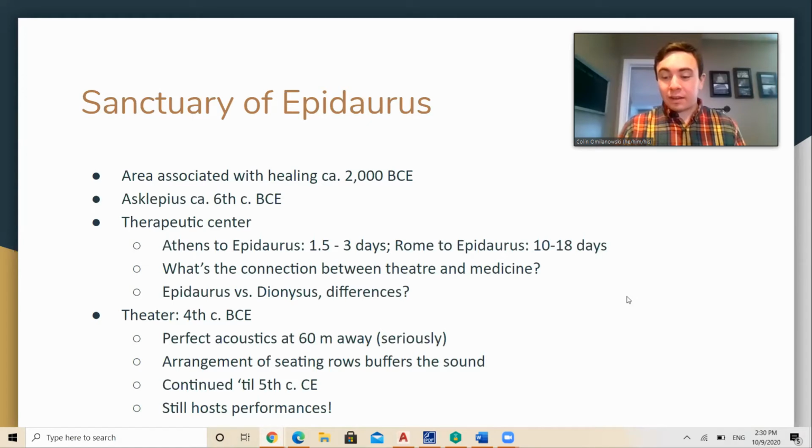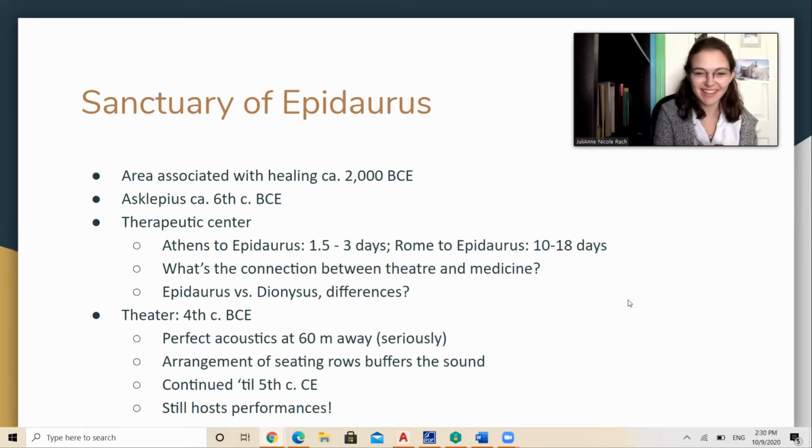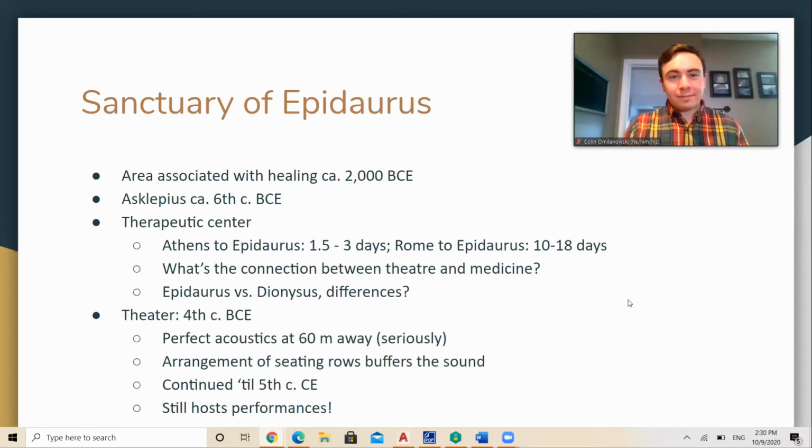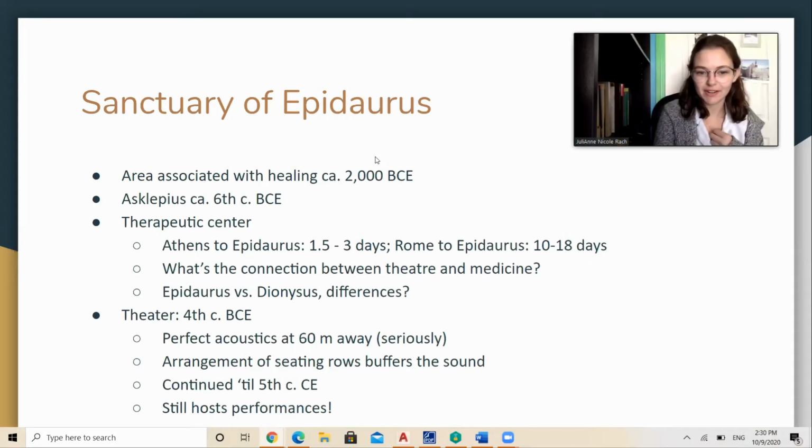Ooh, come on. I believe that is me. The slides haven't changed yet for me. I don't know if you all still see, for me, they're still on Sanctuary of Epidaurus.